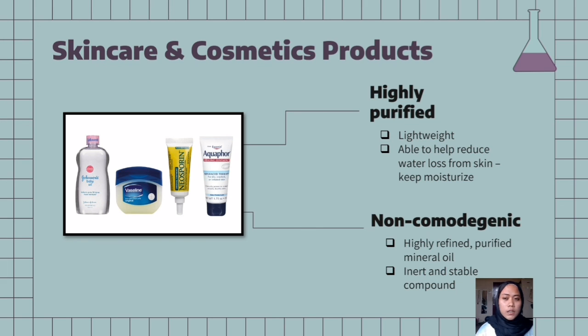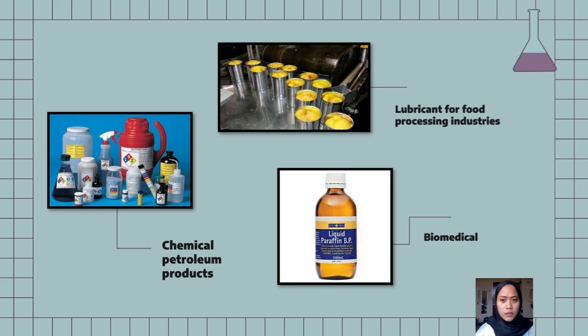Mineral oil is also known as non-comedogenic, which means it does not clog pores. That is because of its highly refined and purified nature, and also because it is an inert and stable compound. So other than cosmetic and skincare products, mineral oils also have been applied in the manufacture of basic food pantry staples. For example, they are used as a binding agent or lubricant in the yeast manufacturing process. They also can be applied to grains like wheat, rice, oats, and barley to keep dust from adhering to the product.